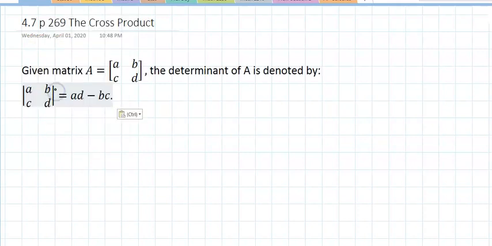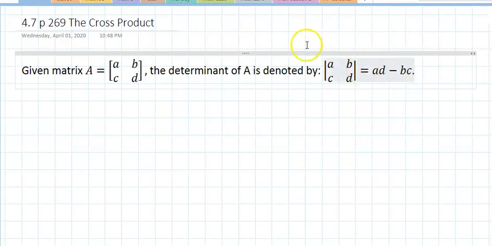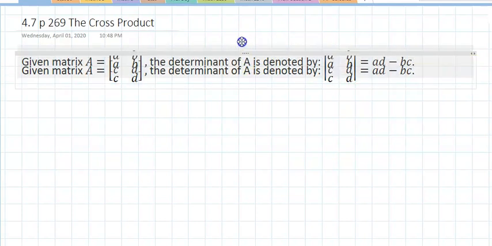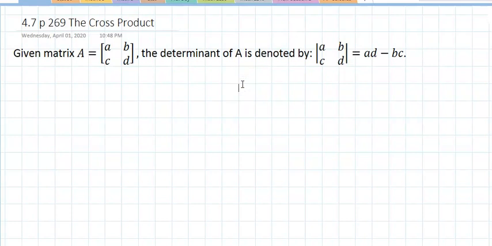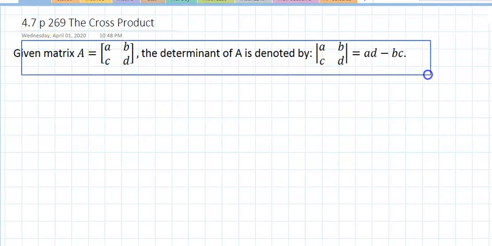Section 4.7 is the last section of this chapter. It's on page 269, and it talks about the cross product. We start off with a definition of what the determinant of a 2 by 2 is. Now this idea is going to be reinforced heavily in the next chapter, chapter 6, but for now we're just going to reduce the 3 by 3 by memorizing this one formula. Once we get to the next chapter, we'll really elaborate on that and do a bit more.